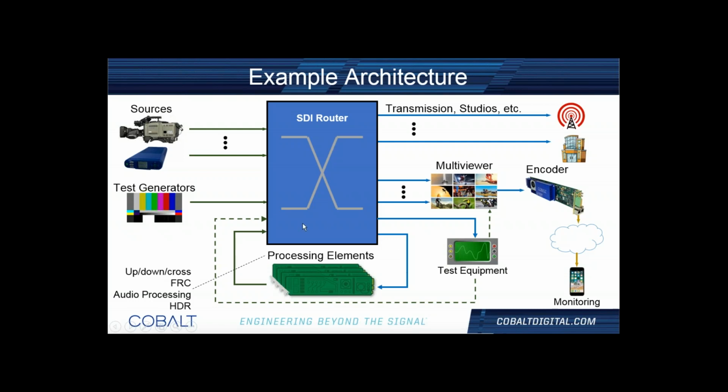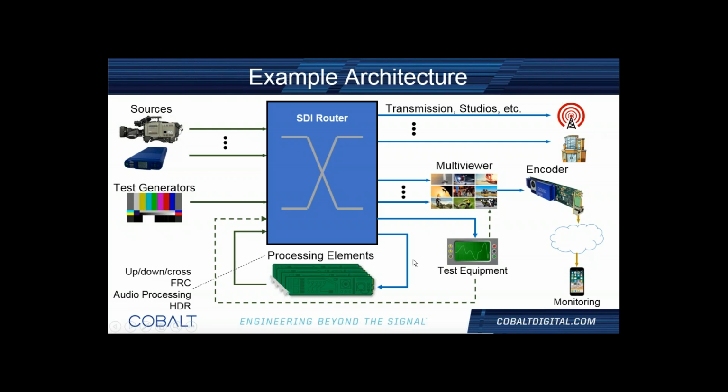Now, the next thing you can have is a bank of processing elements connected here. You see the output of the router goes to a bank of processing elements, and the input comes back. So what are those processing elements? Up, down, cross, frame rate conversion, audio processing, HDR, whatever. All these things that take video in, a frame sync, and do something to the video and come out. So the fact that they are connected this way, you can switch them in and out of the path. So if this camera needs a frame rate conversion, just send it over here, bring it back, and then it goes out where it needs to go.